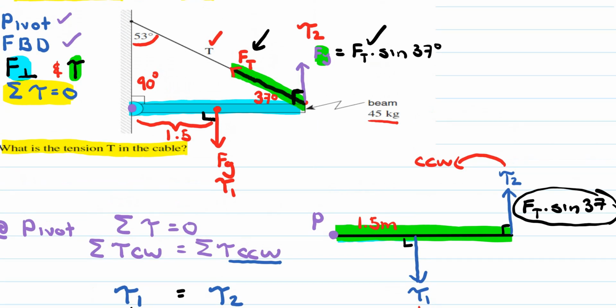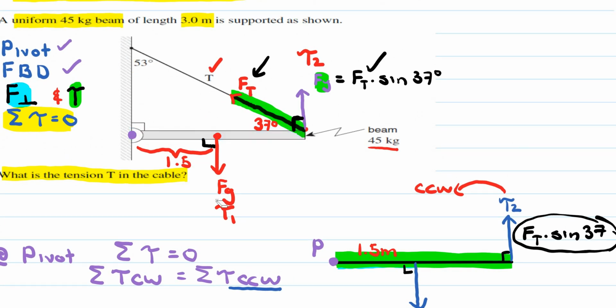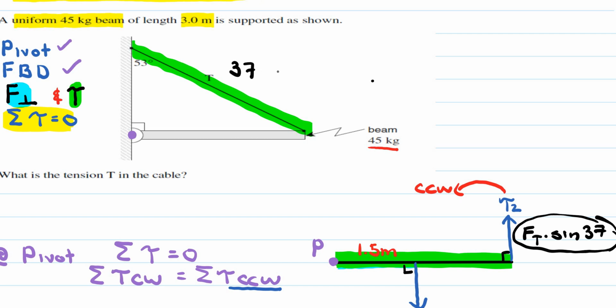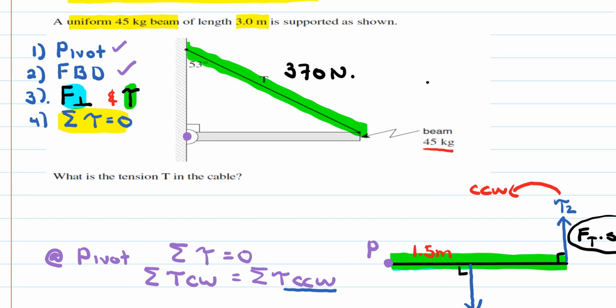Okay, so let's go back to the problem now. Let's just erase all the colors here, and once again, what we found was the tension in the rope here, and that tension is roughly 370 newtons. Right? So if the tension is 370 newtons, then that will keep the beam in rotational equilibrium, meaning that nothing is moving. It's at rest as it is. Okay, so that's the solution for that first particular problem.